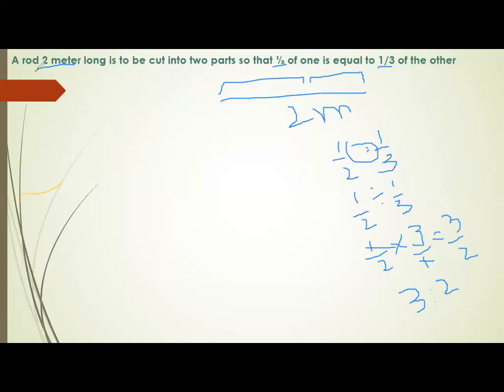Here the total length is given to you, that is 2 meter, and the two parts are given to you, that is half and one third. So I have written half ratio one third. This ratio sign is converted into division sign, we get 1 upon 2 divided by 1 upon 3. When I convert to multiplication, I get the reciprocal, that is 3 over 1, which equals 3 upon 2. And 3 upon 2 can be written like 3 ratio 2. Everything is clear?